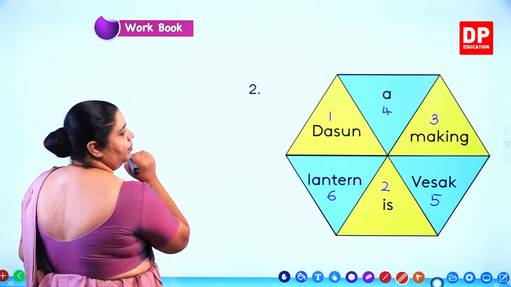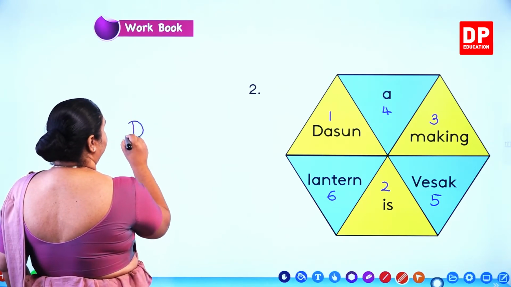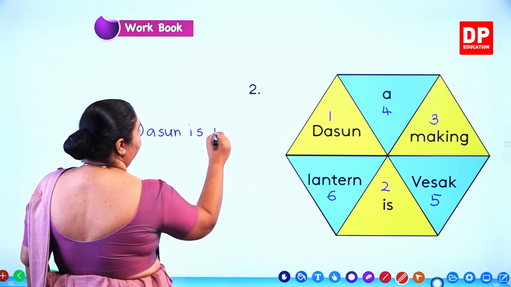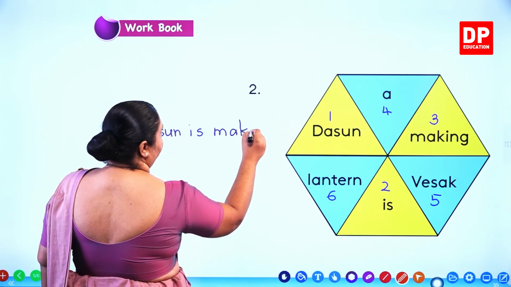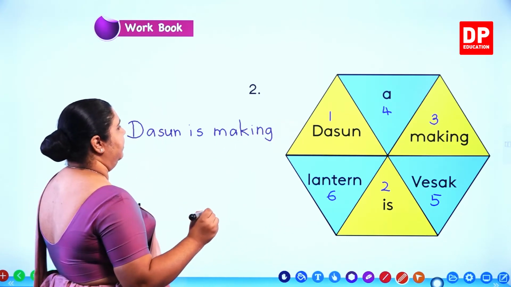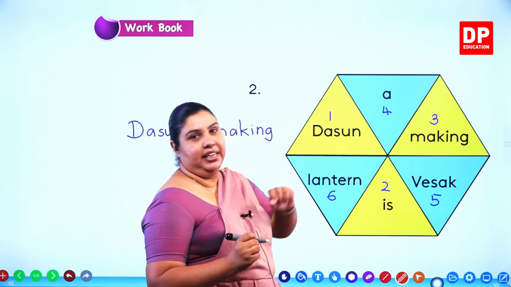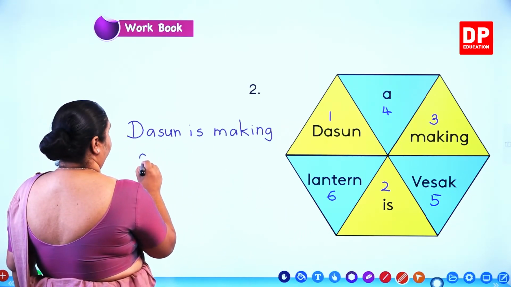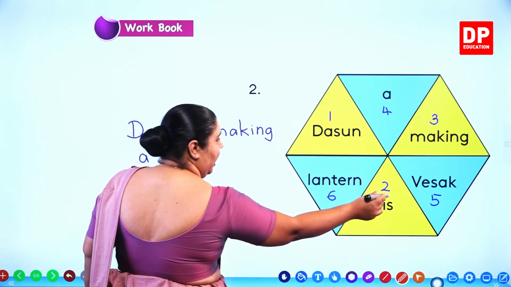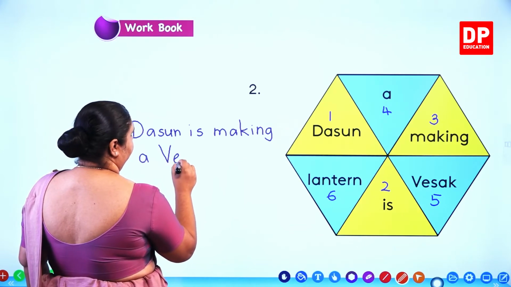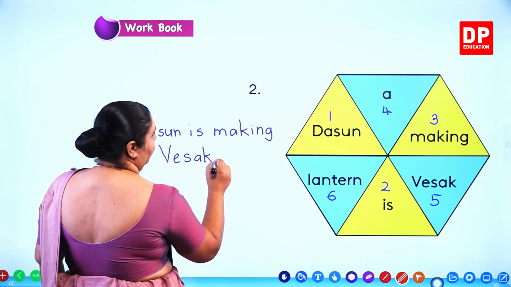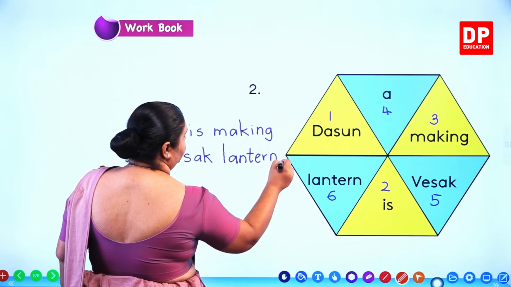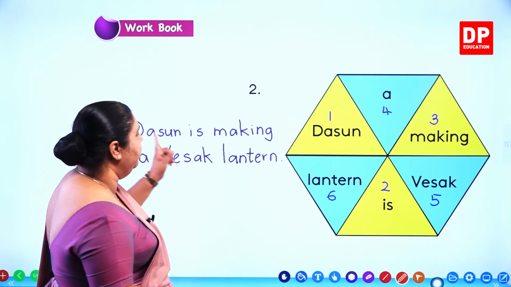I will write it here. Dasun, you have to start with a capital letter. Dasun is making. Right, now we have written 3 words. Another 3 more words to go. I will come down here. Dasun is making a Vesak lantern. Vesak, V-E-S-A-K. Now we have a meaningful sentence.